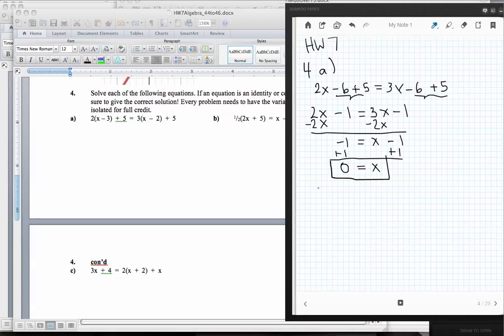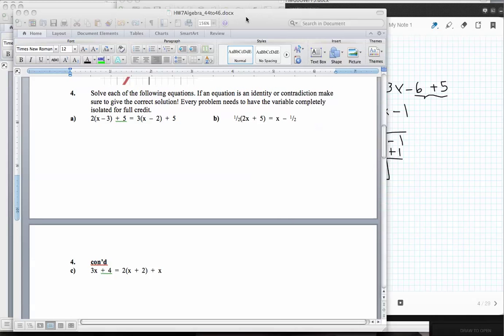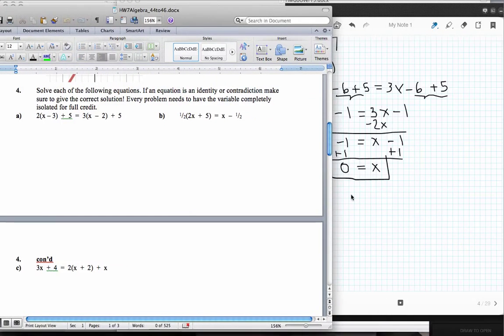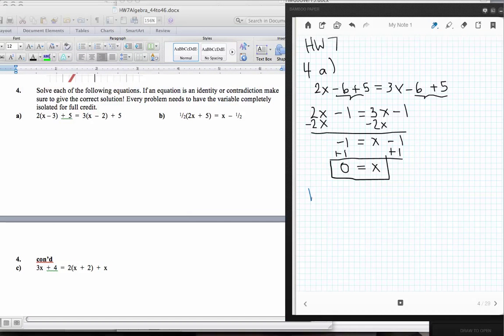Now we're going to move on to part B. So part B, I can't quite see it, so I'm going to move it over here. So part B, in this one, I'm going to use my distributive property first. So 1/2 times 2 is going to give me 1x. And then 1/2 times 5 is going to give me 5/2. 5 times 1 multiplies and 2 times 1 multiplies. And then that's equal to x minus 1/2.